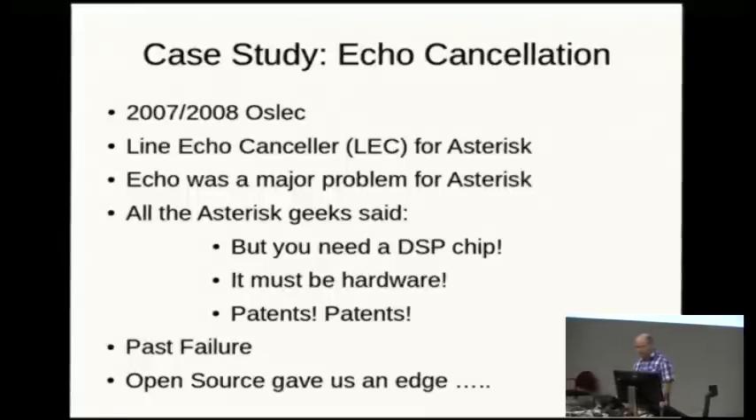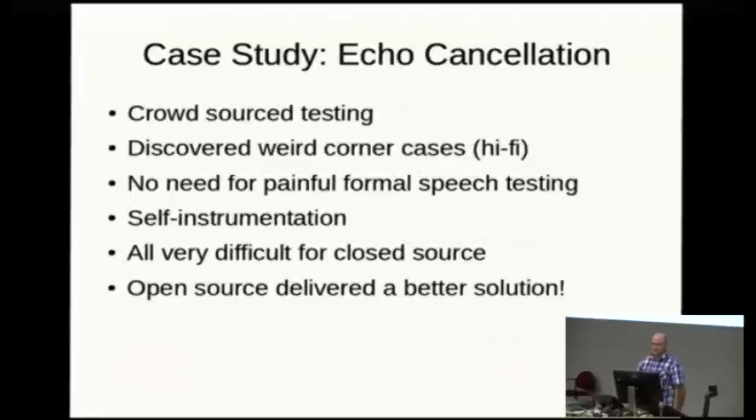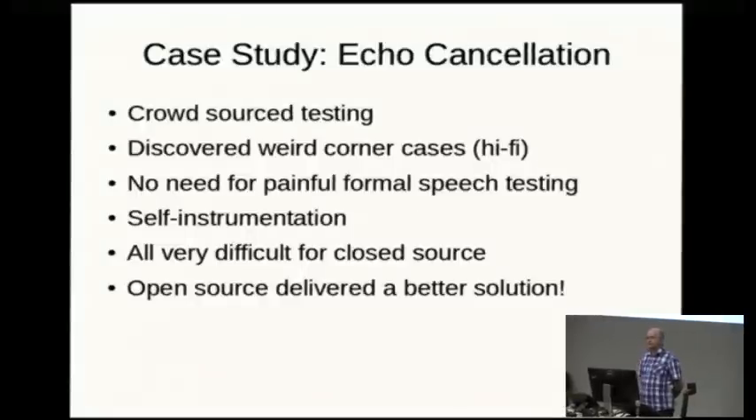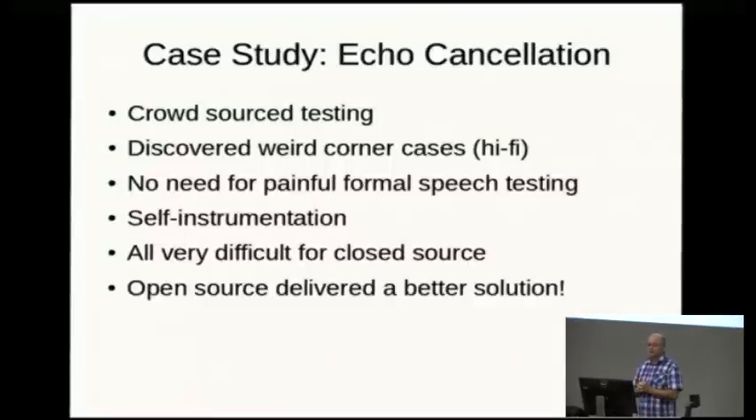However, open source gave us a bit of an edge. Things like crowdsourcing the testing. When I came up with a candidate echo canceller design, I just threw it out there. People would start testing it. That helped us discover some really weird corner cases. For example, what happens when a microphone like this that captures quite a wide range of audio hits the telephone network, which is designed for very narrow bandwidths. So we got some really weird corner cases that usually break echo cancellers, and we discovered them just by crowdsourcing it. There was no need for painful formal speech testing.